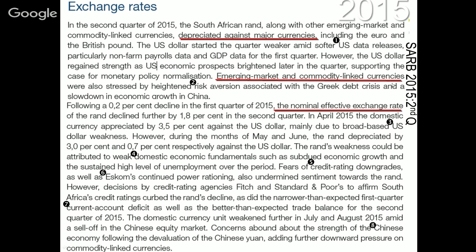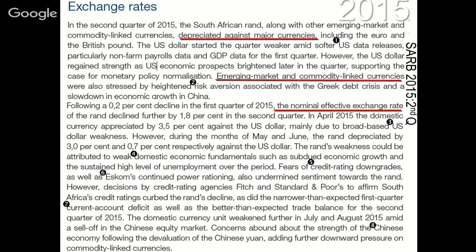Emerging market and commodity-linked currencies were also stressed by heightened risk aversion associated with the Greek debt crisis and a slowdown in economic growth in China. And you could have numbered those two as different ones, okay? But I put them together as risk aversion because of what has been happening in Europe and in China. Why important for us? Trading partners, okay?